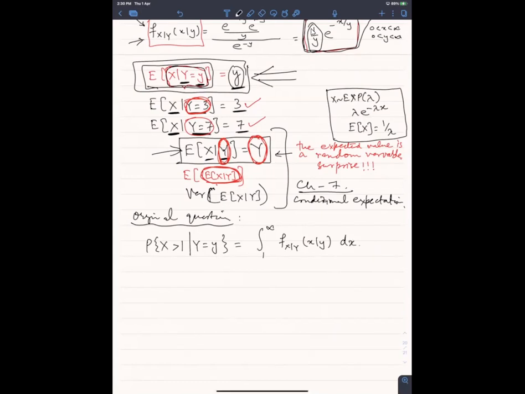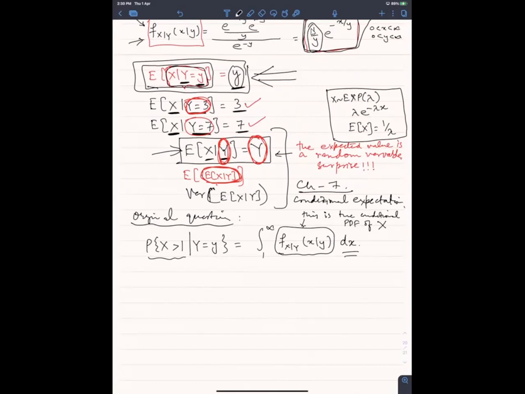dx. Why? Because we are finding the probability of x. We have fixed y at a small value y. This conditional distribution is not the distribution of y, it's the distribution of x. Very important to realize that. It is conditioned on y taking a small value y, but this is the conditional PDF of x, not of y.